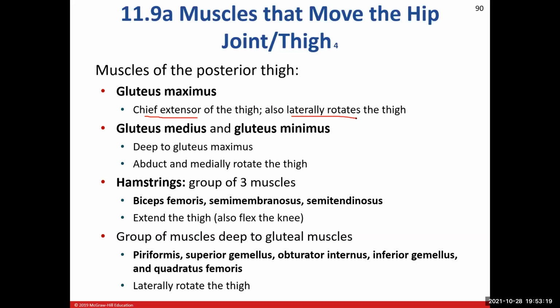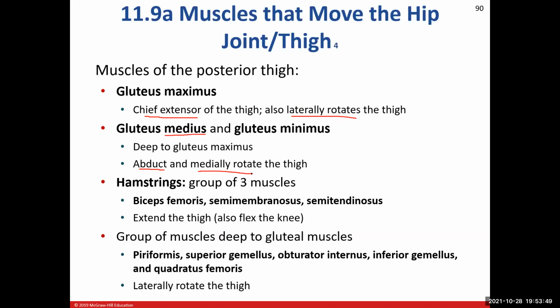All right, smaller muscles that are deep to gluteus maximus are gluteus medius and gluteus minimus. Gluteus medius is very, very similar to the deltoid muscle in your shoulder. It's almost like the deltoid muscle of your lower extremity. But these muscles are going to abduct, pull the leg away from the midline, and they'll cause medial rotation. They'll turn your feet in.